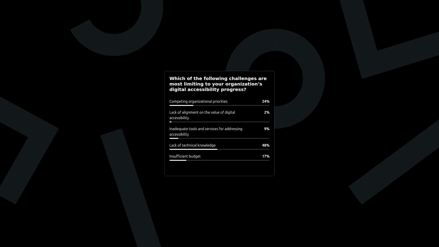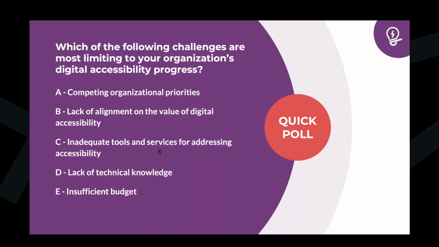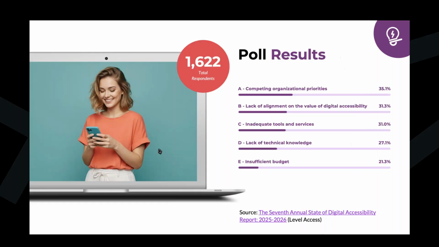Okay, so all of these are major factors, and I'm just going to show you now how a large batch of industry professionals across many, many nonprofit organizations answered this question. So this is actually a real poll that was conducted by a group called Level Access, and they published the results in their 7th annual State of Digital Accessibility report. They come out with this report every year. So this is over 1,600 respondents, and you can see that it differed a little bit from your responses, but this is how it stacked up across this large group.